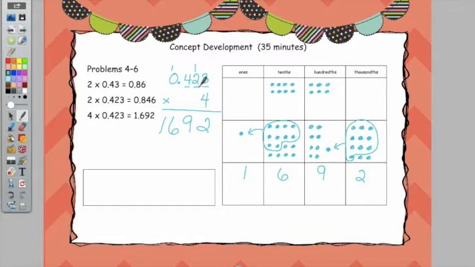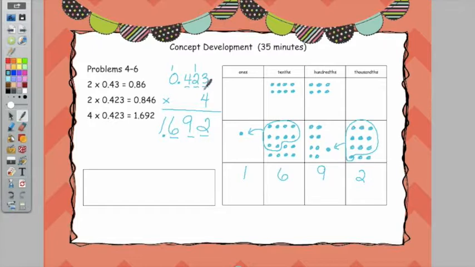So how many did I underline? 3. So underline that many in your answer. Then place your decimal in front of the digits I underlined, okay? So that will keep you from making a mistake and bringing the decimal down in the incorrect place, okay? You have to count place values.